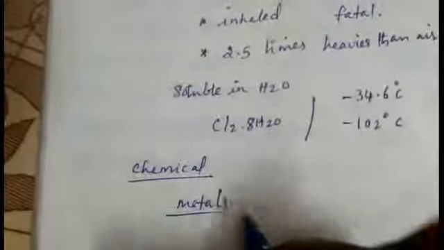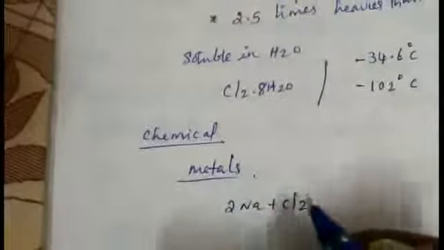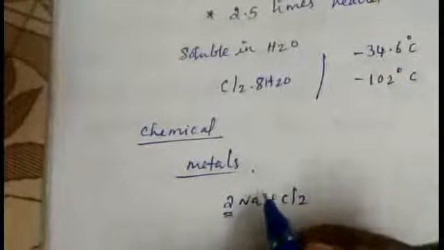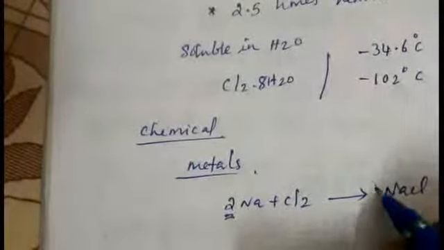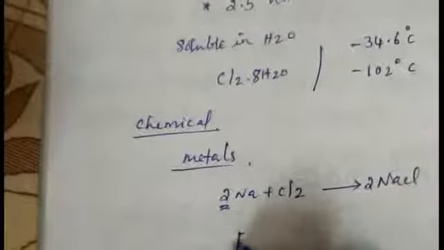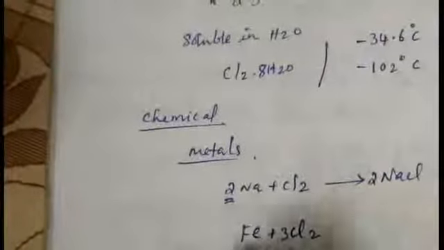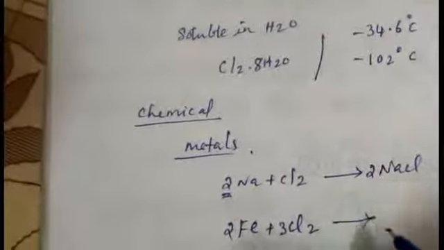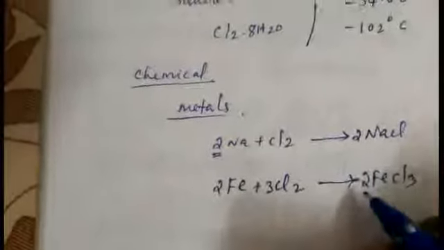Next, chemical properties. First one, action with metals and non-metals. First taking metals. Sodium reacts with chlorine. Write 2 in front because sodium is monovalent, so the product is NaCl, 2 times. Next, iron reacts with chlorine: 3 times Cl2 here, 2 times iron, so FeCl3. Write 2 in front to balance.